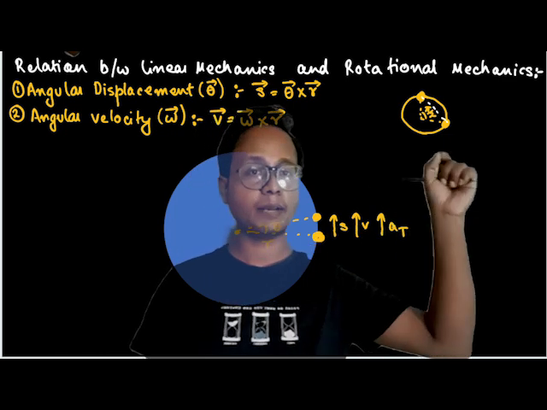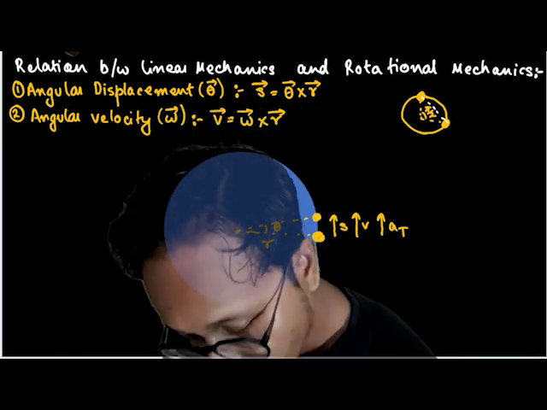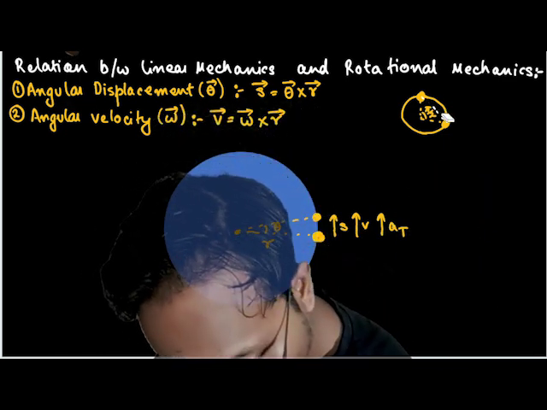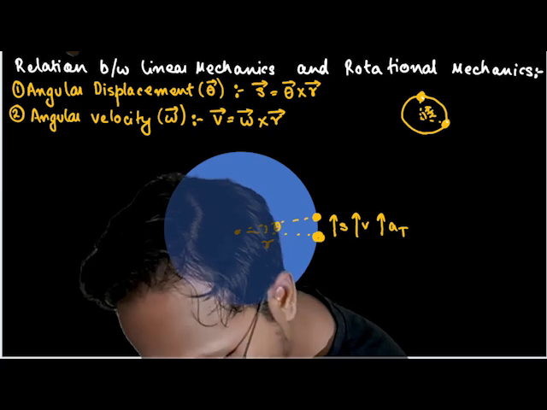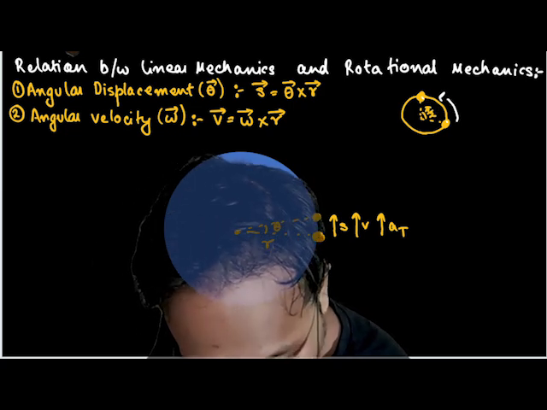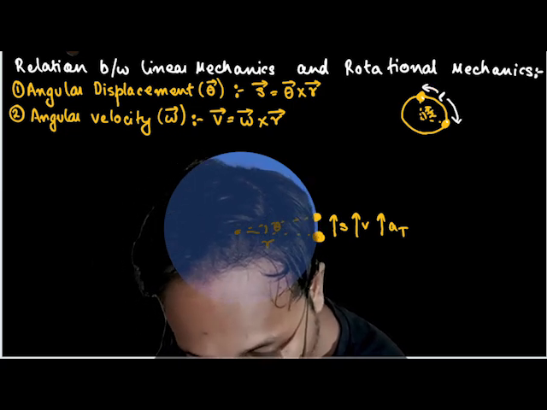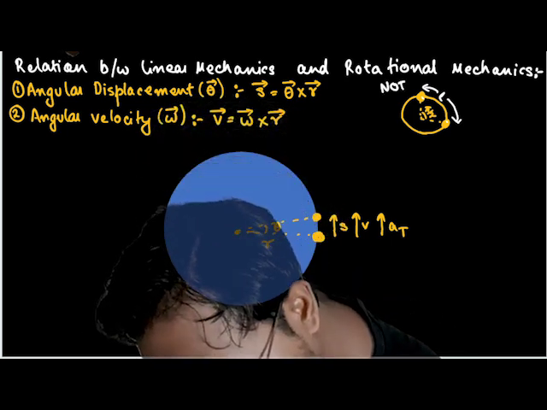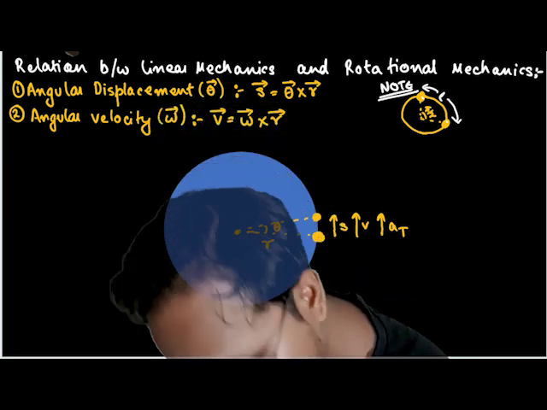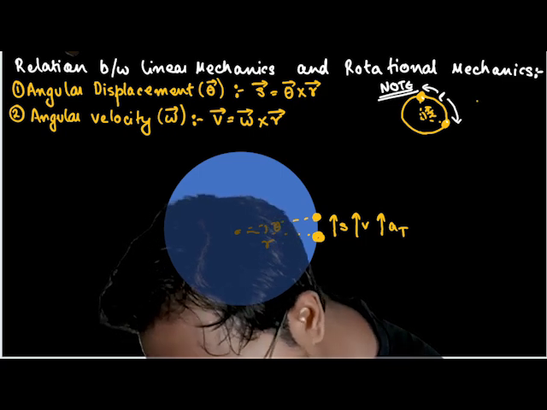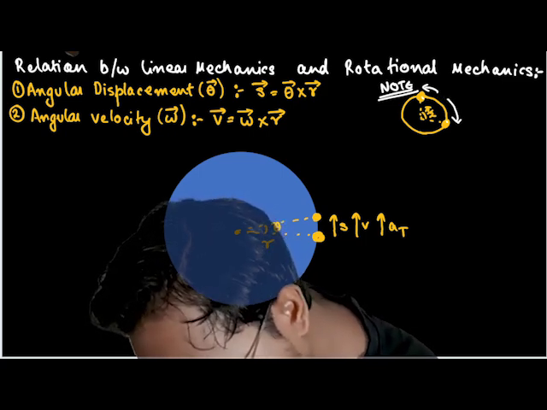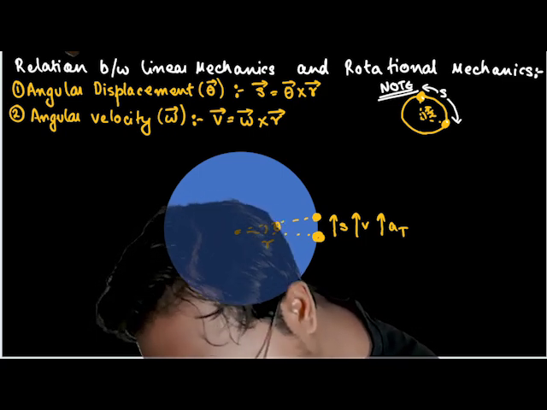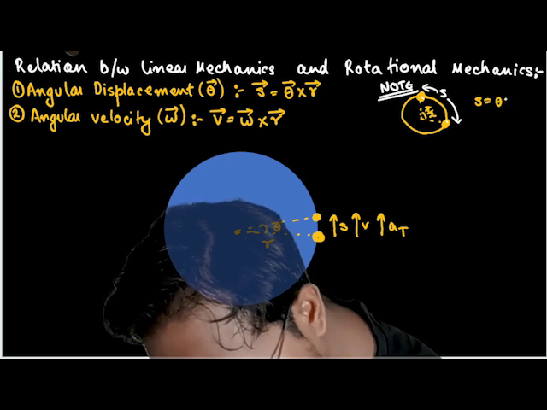Here that doesn't happen. Whenever you multiply theta into r, you get the length of the arc. That means if you multiply pi by 2 into r, you'll get this length instead of the line connecting the final position and initial position. So note that for large displacement, s is equal to theta into r.